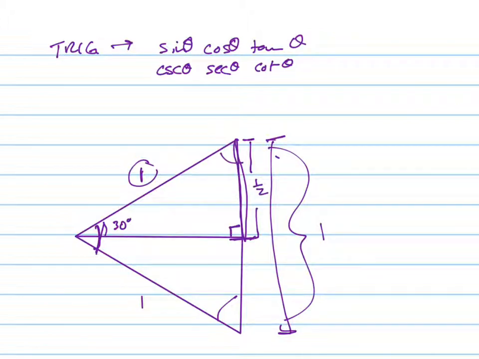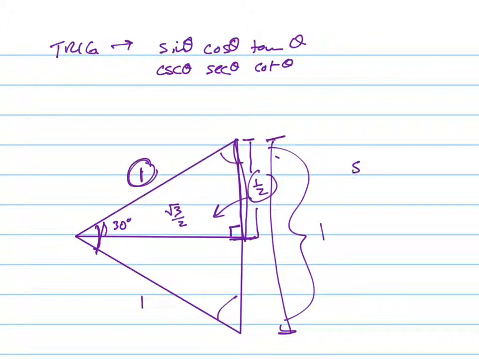Does that make sense? So if this is 1, this is a half, and then this, if we did Pythagorean theorem, we would see that that has to be the square root of 3 times 1/2. Just trust me on that. So it's the square root of 3 over 2. Okay, so that's our 30, 60, 90 triangle.